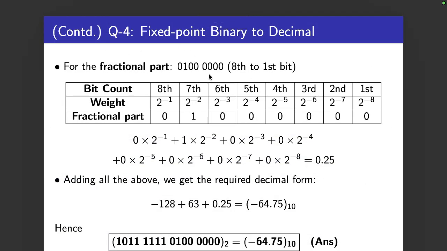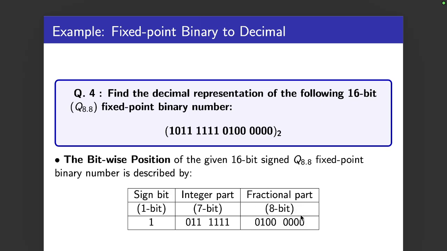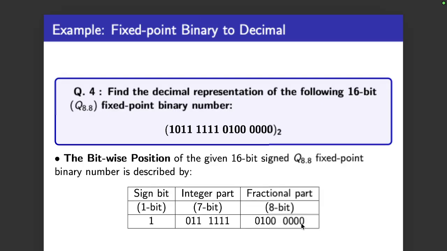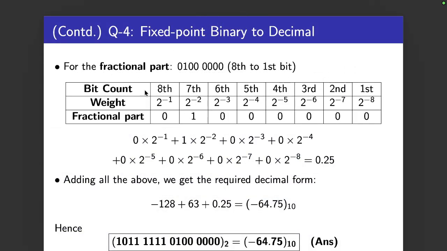Next, for the fractional part, the last 8 bits, 0 1 0 0 0 0, the corresponding weights are 2 to the power minus 1, 2 to the power minus 2, 2 to the power minus 3, and so on, up to 2 to the power minus 8. The place that is 1 corresponds to 2 to the power minus 2, so we get 0.25 in decimal form.